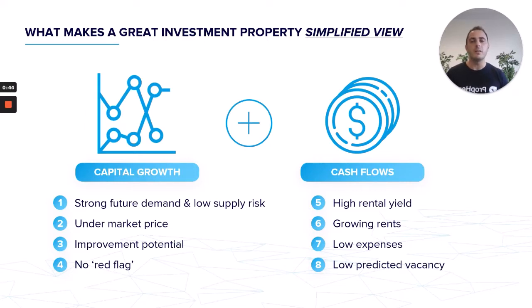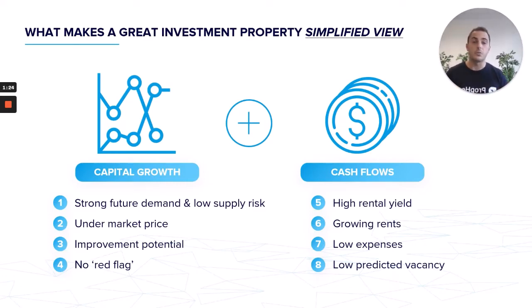Number three is improvement potential. And here the idea is to buy a property that can gain value over time by making some improvements. So think about renovation, adding a granny flat, adding a fourth bedroom, etc. Finally, you want to avoid properties with red flags. So think about properties in a bushfire risk area, in flood risk area, properties with road noise, or just next to an airport. You want to avoid these red flags because when the market is not very hot, these properties are very hard to sell. That's, in a simplified view, how your property will increase in value over time.